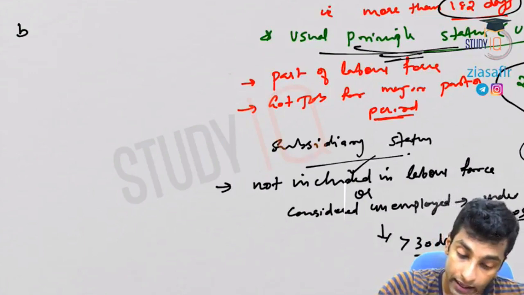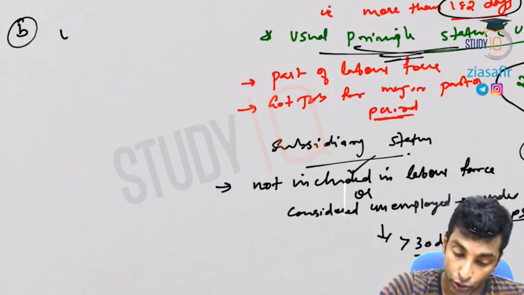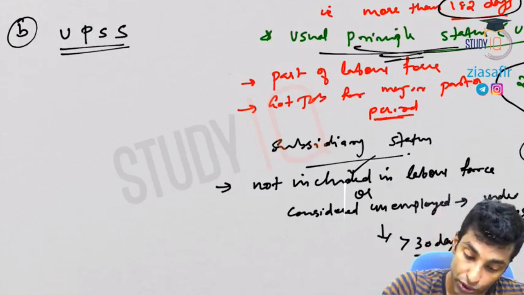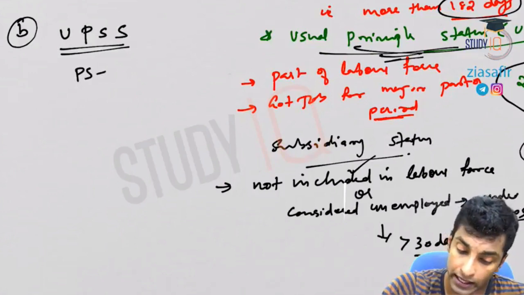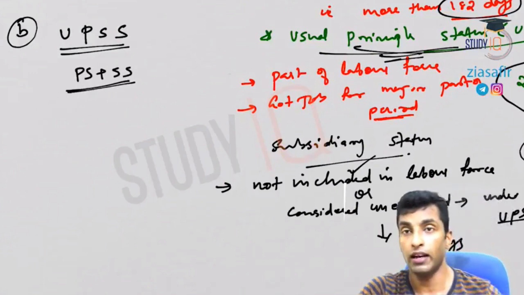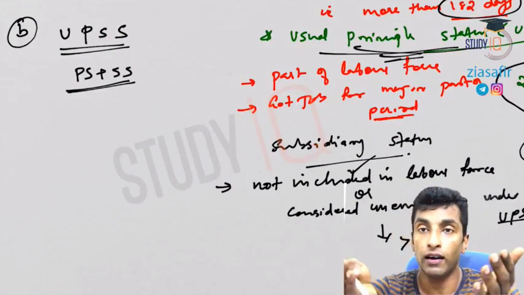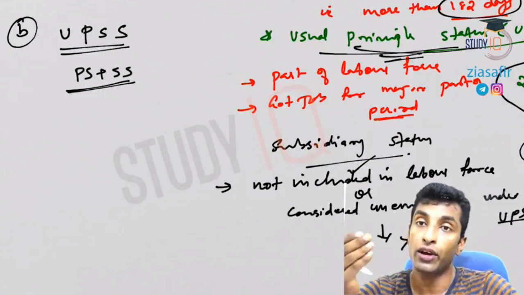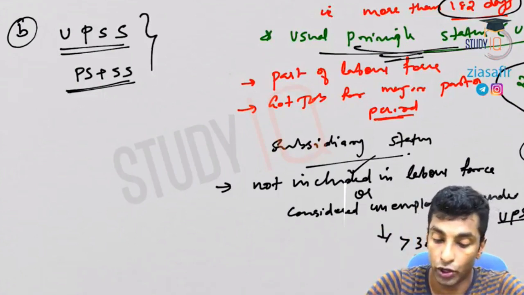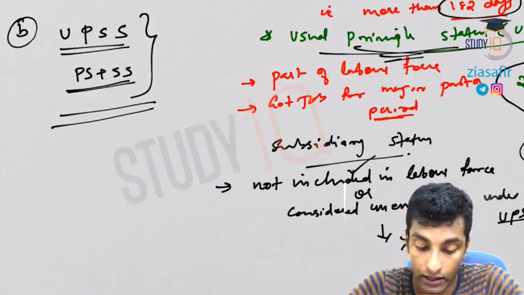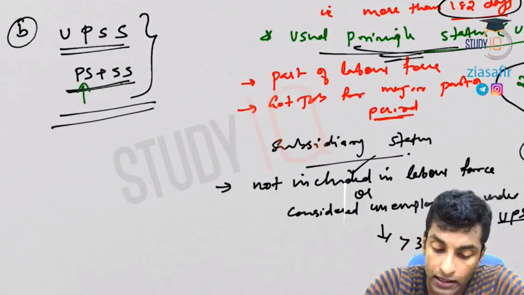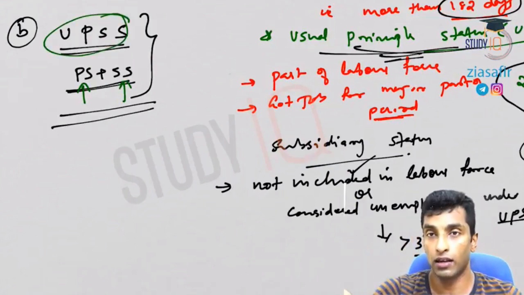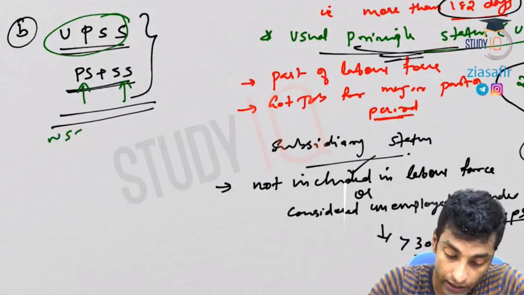Now the second category is usual principal and subsidiary status, UPSS. Usual principal and subsidiary status is nothing but principal status plus subsidiary status. Both will be coming here. That means you are part of the labor force and you are employed as per principal status, and you are employed as per subsidiary status, will be coming under UPSS. Okay, so this is the next category. So first, if you understood principal status and subsidiary status, then there is no problem. In usual principal and subsidiary status, both will be coming. Now I'll give you the NSSO survey data.